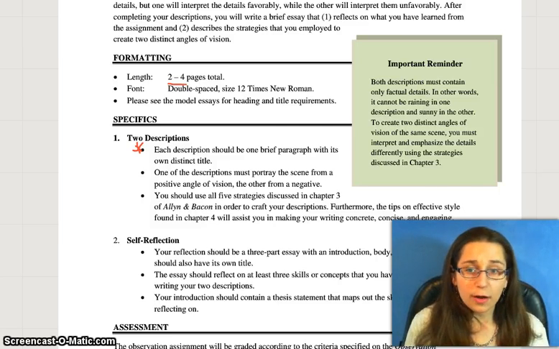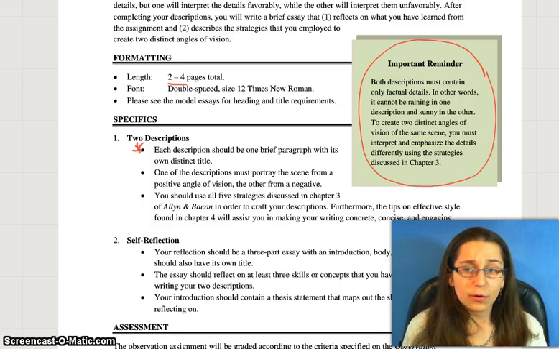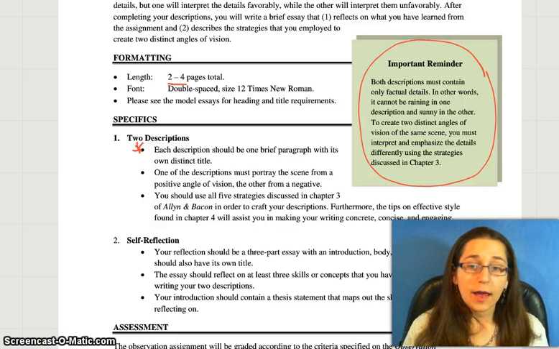If you take a look up at the important reminder note, what we're really trying to focus on is that we're not lying. We're not looking at maybe a night versus a day description. Rather, we're literally taking the exact same scene and talking about it in 2 different ways.